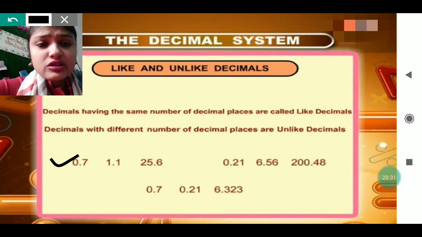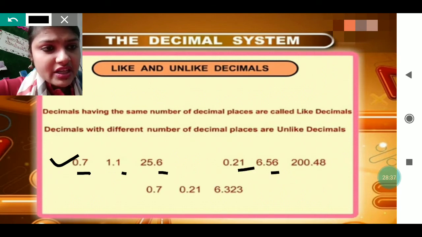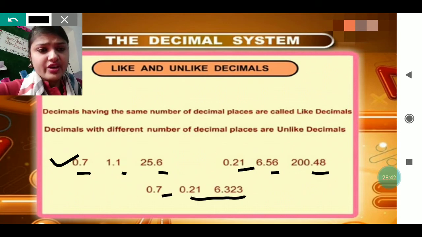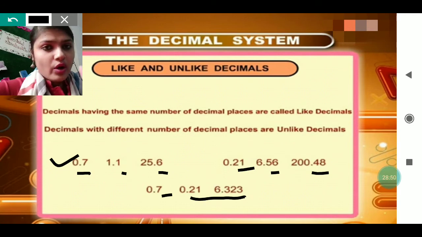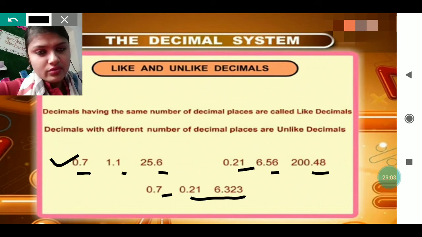You can see this is a like fraction because after the decimal all the places have a one-digit number. Here it is also like fractions because all have two-digit numbers. Here it is unlike because after the decimal the number of digits is not equal. In the first one, 0.17 has only one digit after the decimal. In the second, 0.21 has two digits. In the next, 6.323 has three digits. So it is unequal, an unlike fraction, whereas the upper two are like fractions.